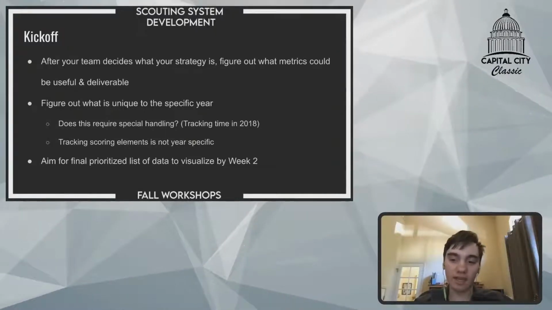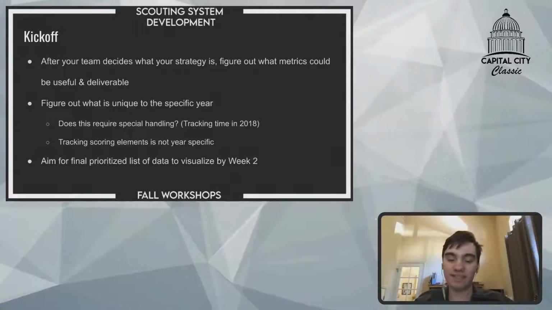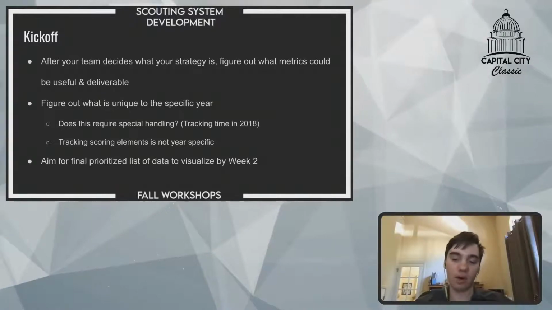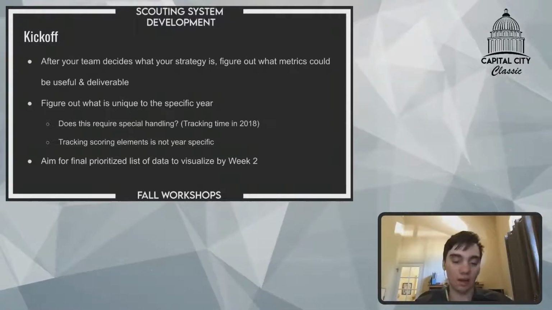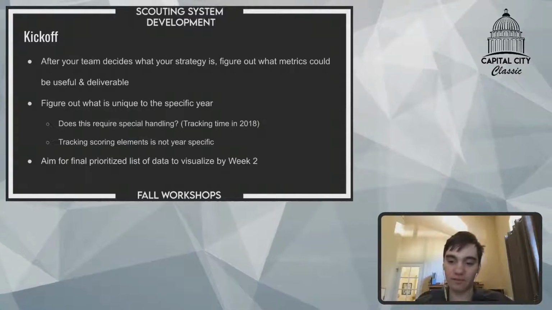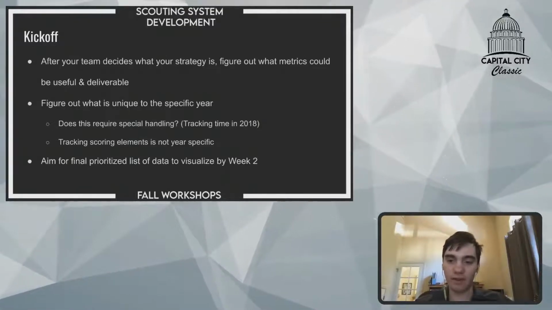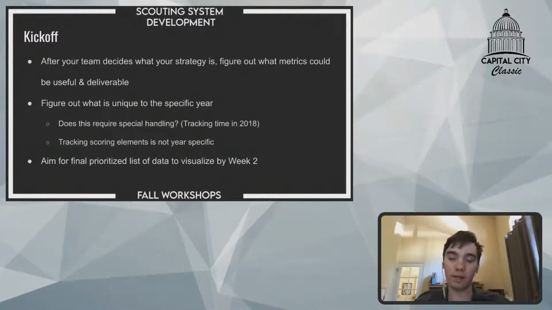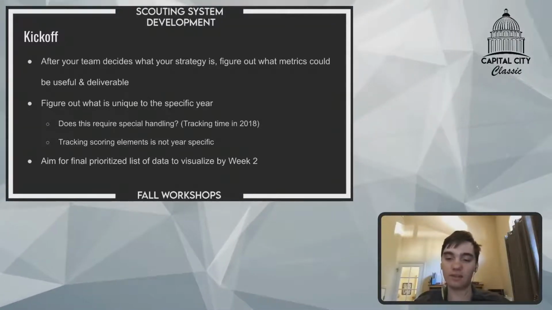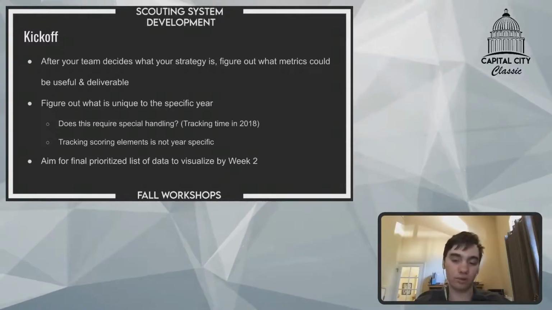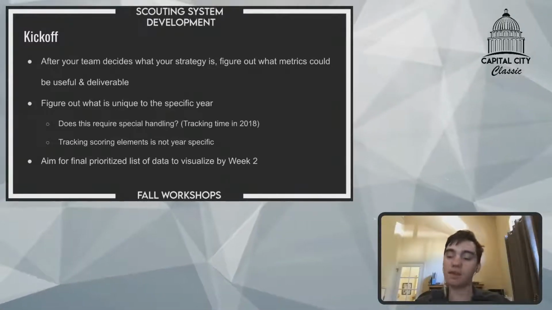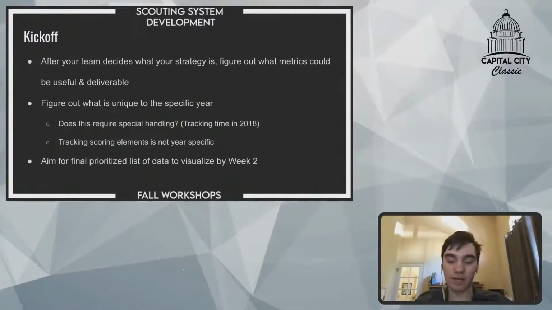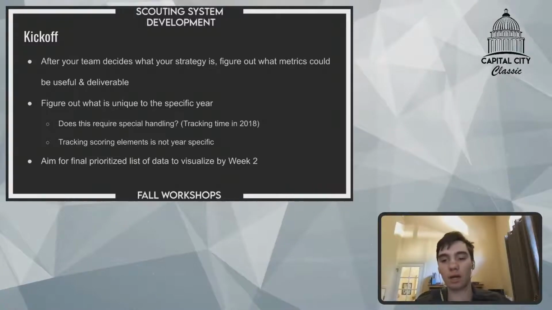We will say that simply tracking scoring elements is not year specific. Basically, every game requires you to do some tracking of score elements just because every game has some form of scoring. So what you call them may vary, but in the end, the actual requirement to track scoring is not going to be unique. We aim to get a final prioritized list of data by week 2.